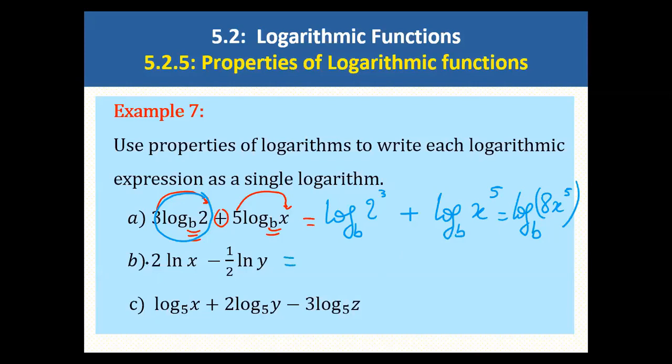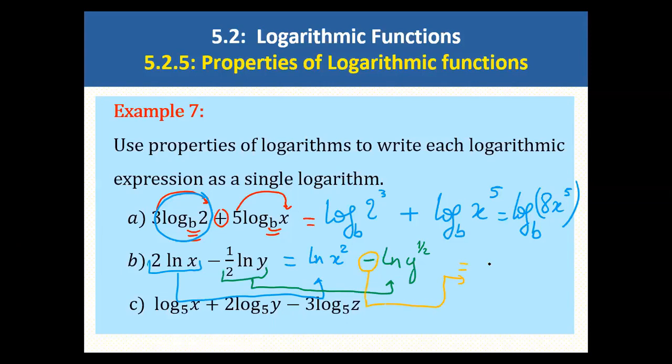Here also, the first term becomes ln of x squared, and the second term becomes minus ln of y to the half. Okay, and we have minus, what does it become? ln of x squared over the square root of y.